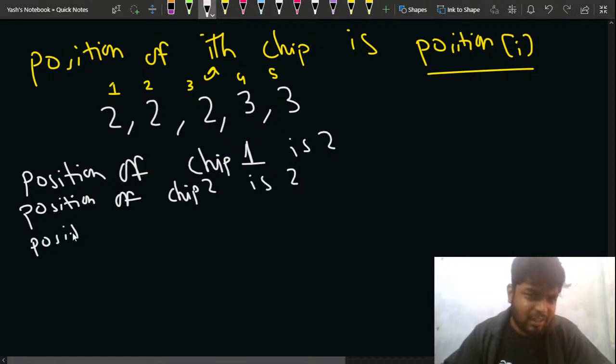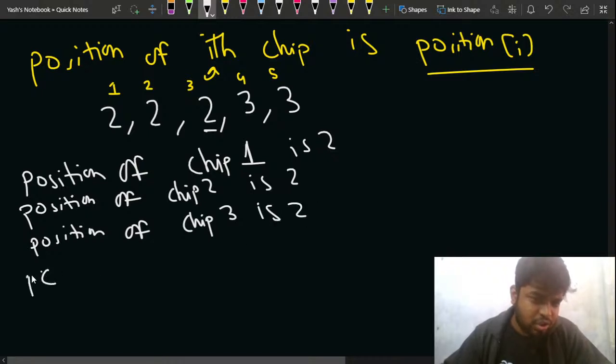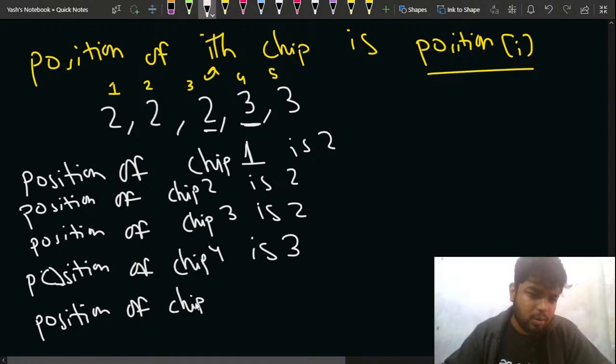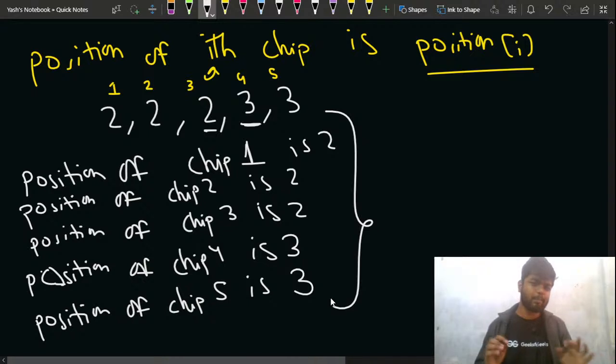Then I will say for the next one as well, that position of chip number 3, which is this chip, is also 2, right? After that I'll say that position of chip 4, that is just this chip, 4th chip, is 3, right? After that I'll say that position of chip number 5 is 3. Is this much part clear to everyone? Is the position part clear to everyone?